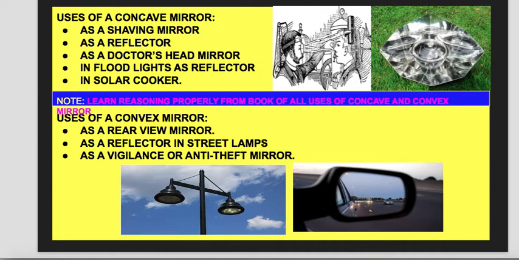Next is as a reflector in street lamp. What I want in street lamp is that the light ray should diverge, it should cover a wider area. So for that we use the convex mirror as a reflector in street lamps, as a vigilance or anti-theft mirror. So these are all the uses, not only the uses, learn 2 to 3 uses.